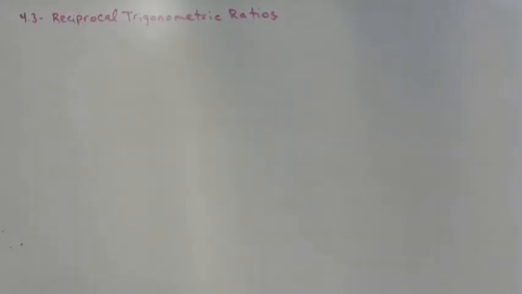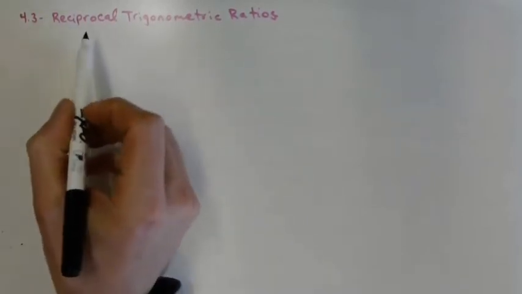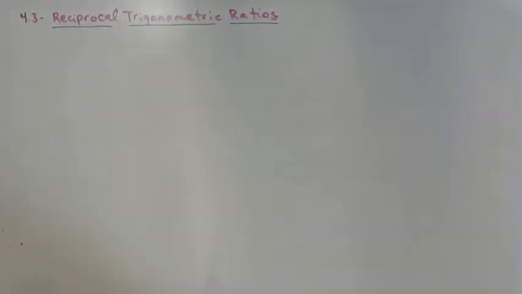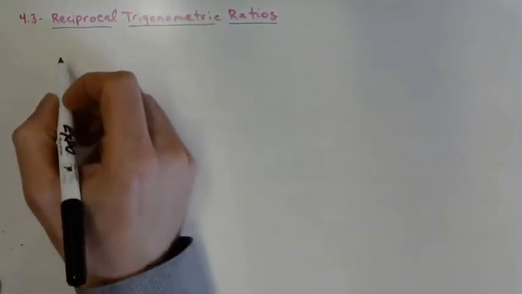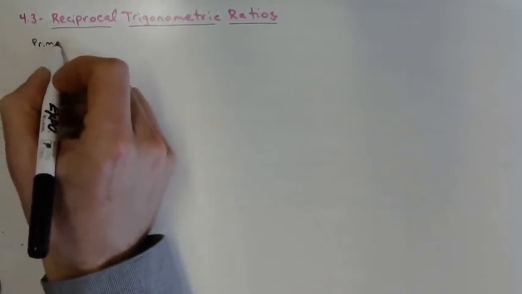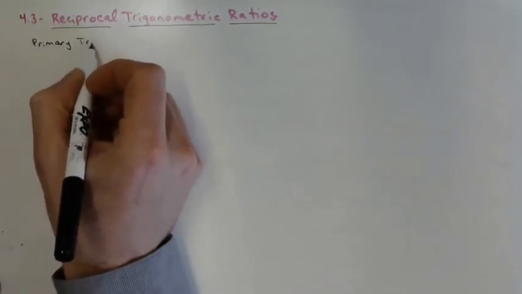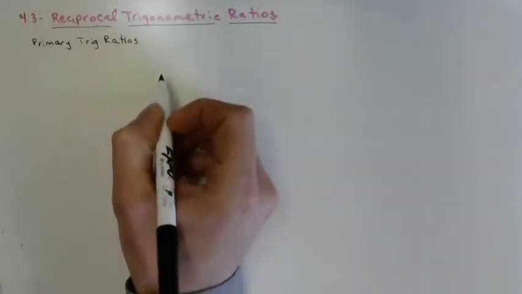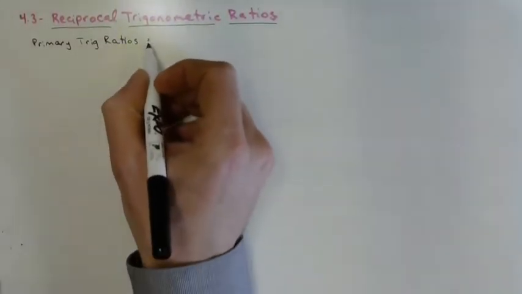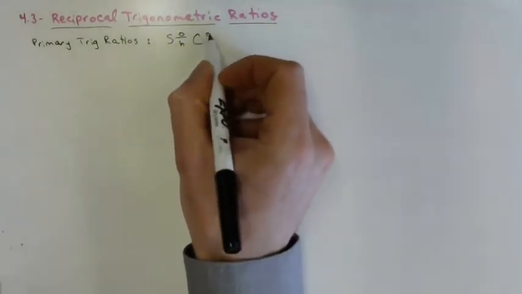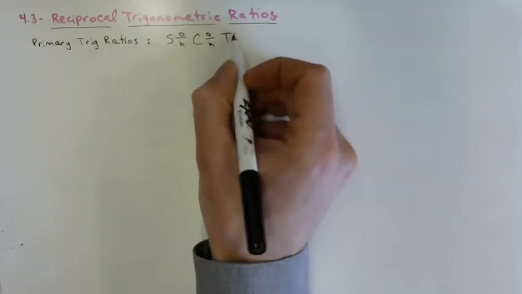All right, 4.3, reciprocal trigonometric ratios. Before we dive into the concept of a reciprocal trigonometric ratio, we're just going to quickly review the trig ratios, the primary trig ratios. You have primary trig ratios in your knowledge bank. They are represented by SOH CAH TOA.